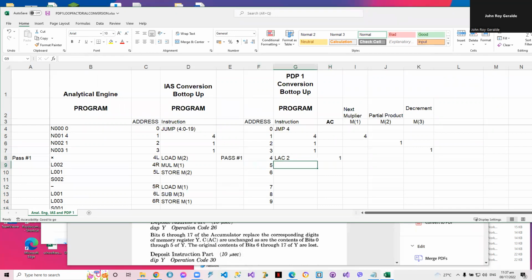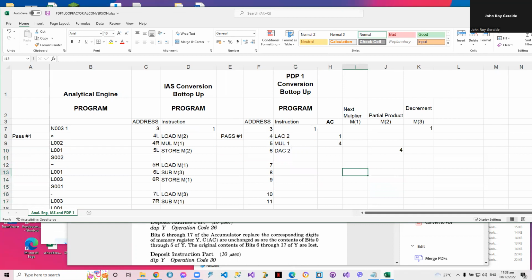And then we will translate mul M1. Mul is the same mul, but you just say mul 1. So mul of M1 now is 4. 4 times 1, the accumulator becomes 4. And then we say store M2. The equivalent of this is DAC 2. Strange, very strange. Why do you have to change the name? So that they will be unique, but the function is exactly the same. Store and DAC, deposit accumulator. So the accumulator now will be transferred to M of 2. This becomes 4.